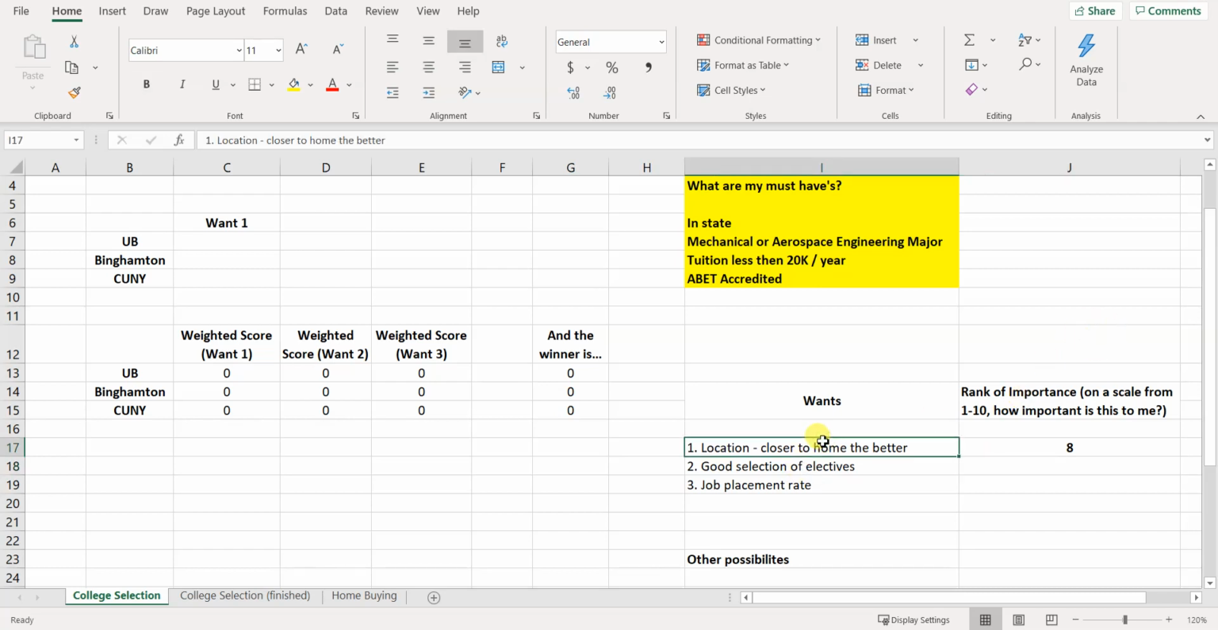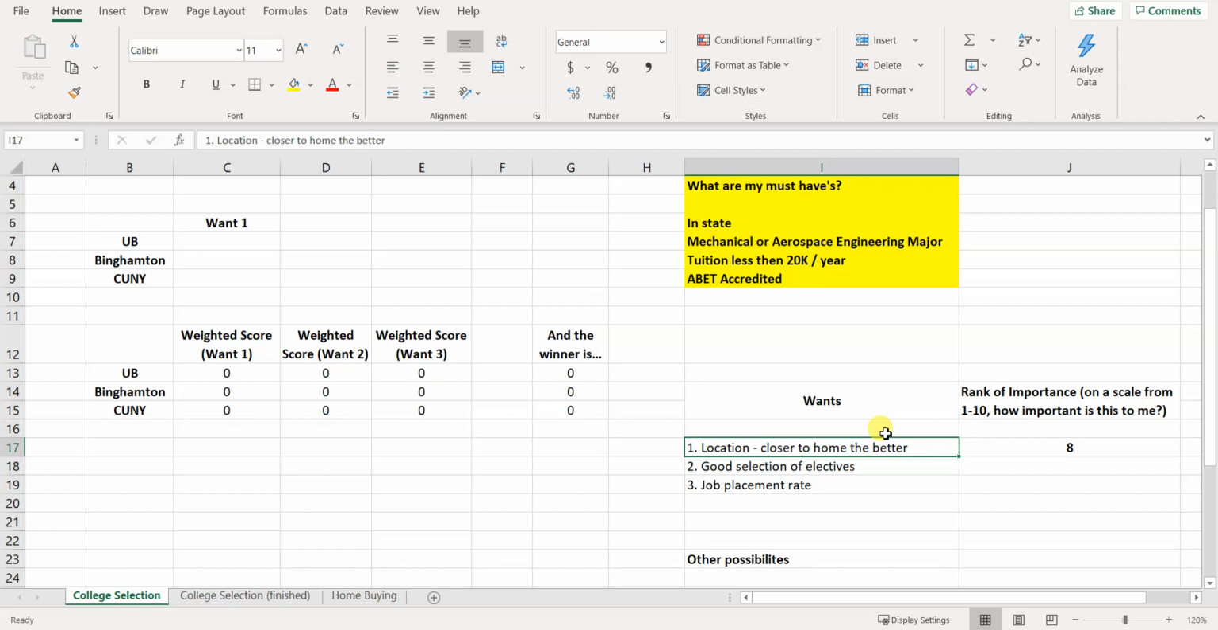So again, going back to the location, I ranked that as an 8. On the 1 to 10 scale, it was pretty important to me, but I wouldn't say it was a 10 because, like I said, I was open to having to drive to places, or to drive back home and stuff to visit people.